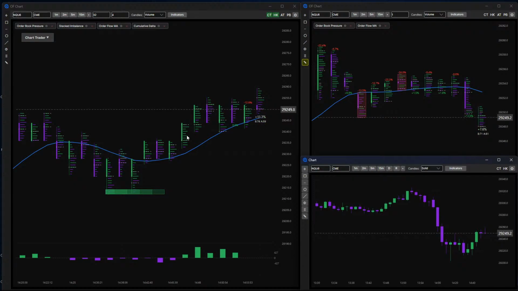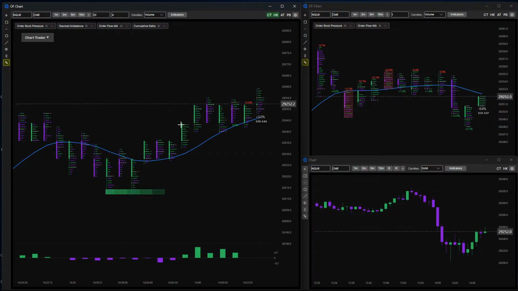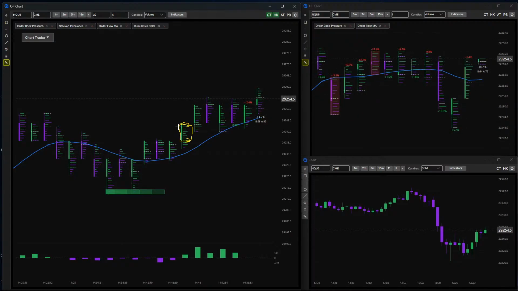The white dotted lines are the value area high and value area low. Like this candle, value area high, value area low. So this whole area right here was the value area, if you understand profile. And we closed above that. That was actually pretty bullish.